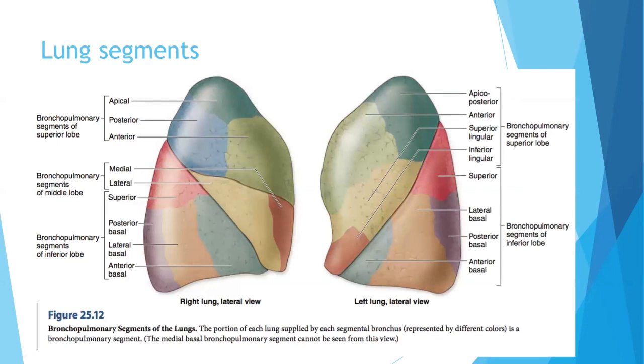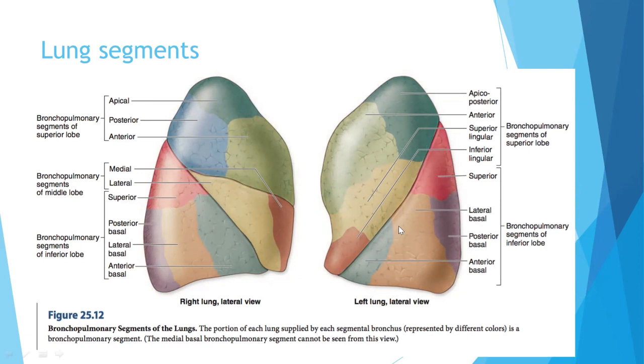Another thing that is very, very important is the lung segments. The lung is functionally divided into different lung segments. Here we can see on the right side there are apical, posterior, anterior, and then medial, lateral, superior, and again posterior basal, lateral basal, and anterior basal.